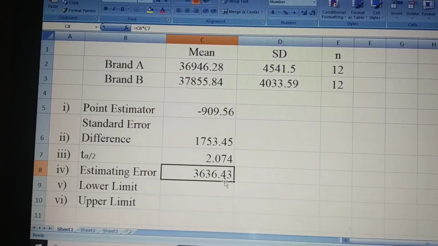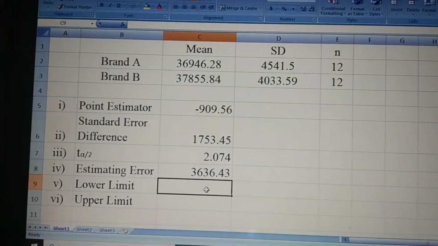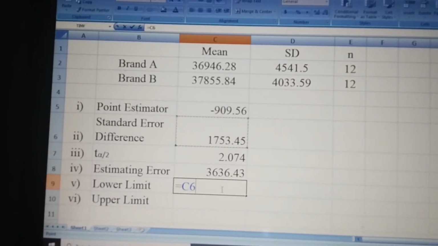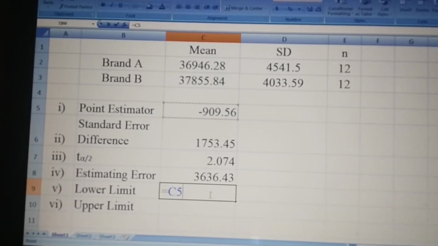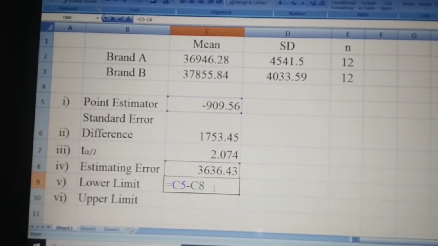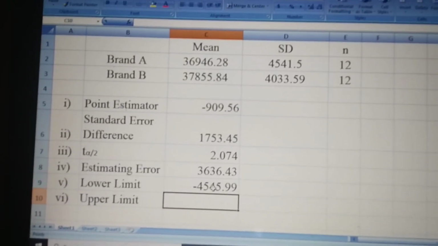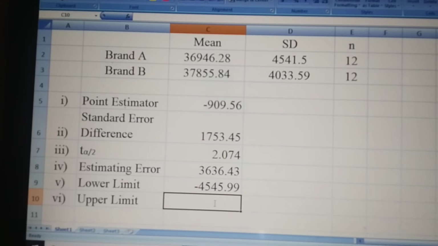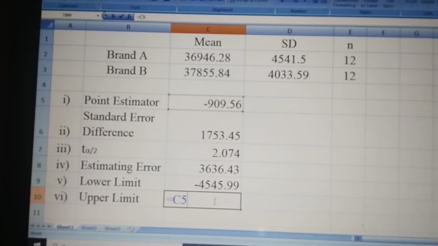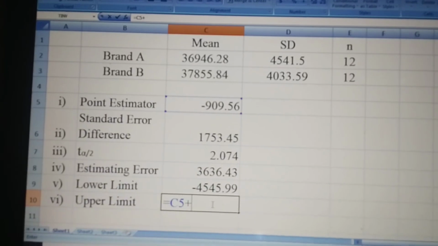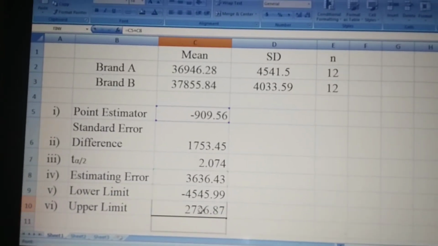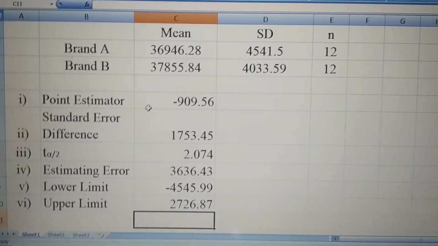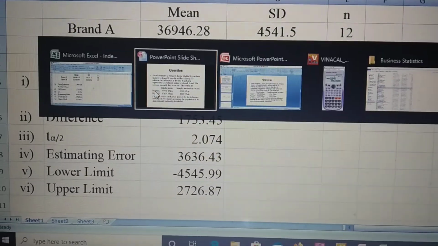Then we have the lower limit. For lower limit we calculate the point estimator, that is 909, minus the estimating error, that is 3636.43, so we get the answer of lower limit. Similarly, upper limit equals point estimator plus estimating error, so we get the answer of upper limit. We can write this lower limit and upper limit in this form also.